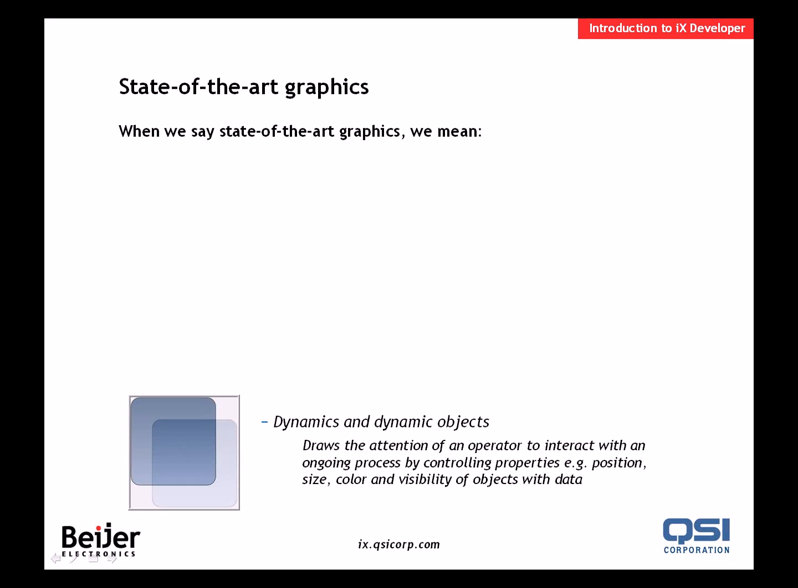The third point is dynamics, which means that you in runtime can change the properties of an object dynamically. So you can change the color, the size, the position, the visibility of an object, and that way building up a more dynamic application.